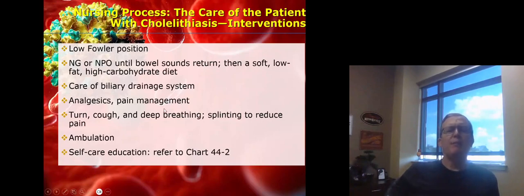The analgesics become important here, not only for patient comfort, but so patients are deep breathing, right? I mentioned earlier, turn, cough, and deep breathe, using a pillow to splint the abdomen when they cough to help facilitate a good cough, clearing secretions, and taking those deep breaths. And we definitely want the patient up and moving. And as with just about any condition, we're educating. So those are the key things with gallbladder issues, and thank you very much.